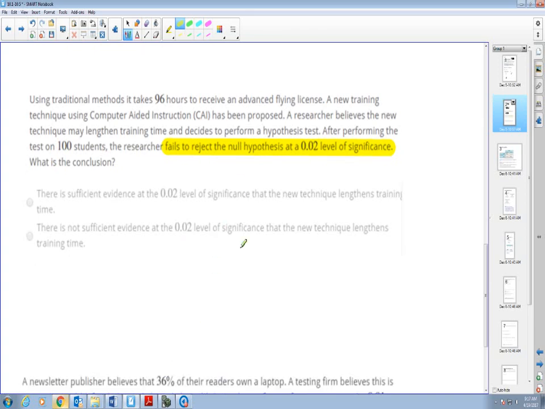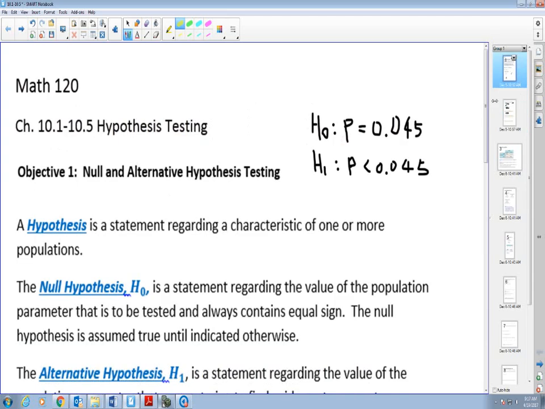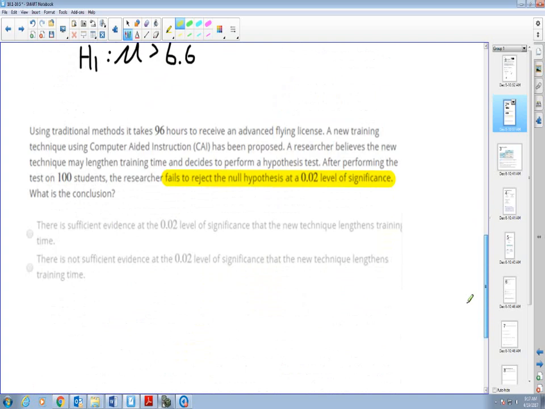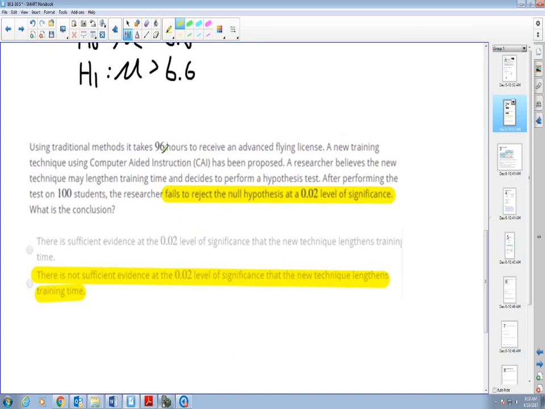Failed to reject means, let me go back on the wording here. Rather than say accept the null hypothesis, if we cannot find evidence to support our claim, we say we fail to reject the null hypothesis. If I cannot find evidence to support what I'm trying to test, we say we fail to reject. The reason we fail to reject is because there is not enough sufficient evidence indicating that the new training technique lengthens the time. We fail to reject the 96 hours because we do not have sufficient evidence to support the alternative hypothesis.